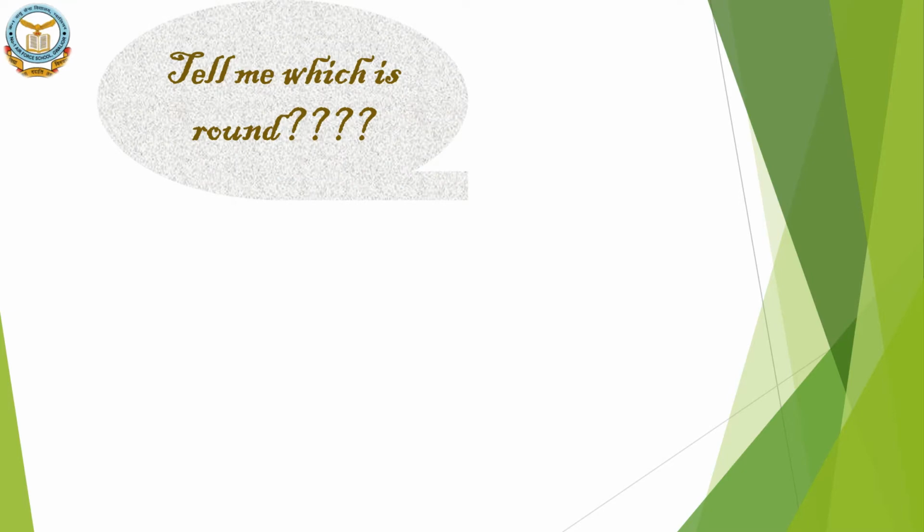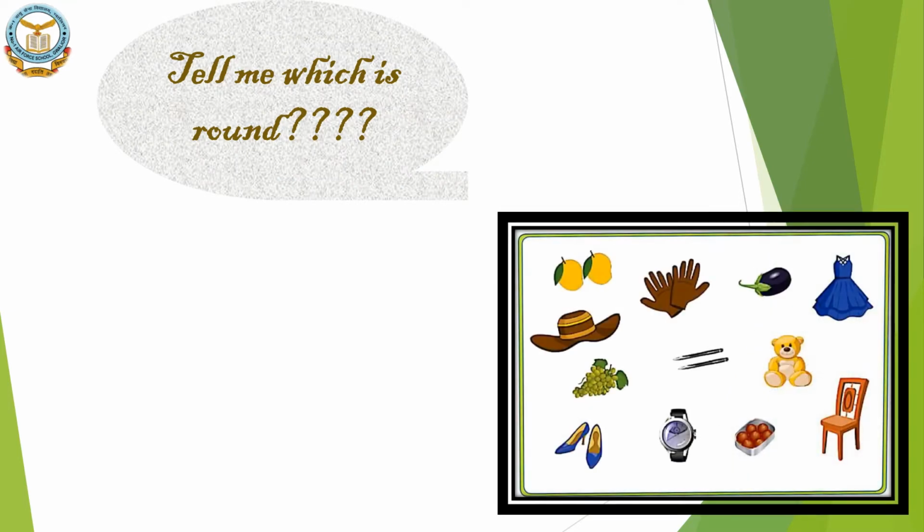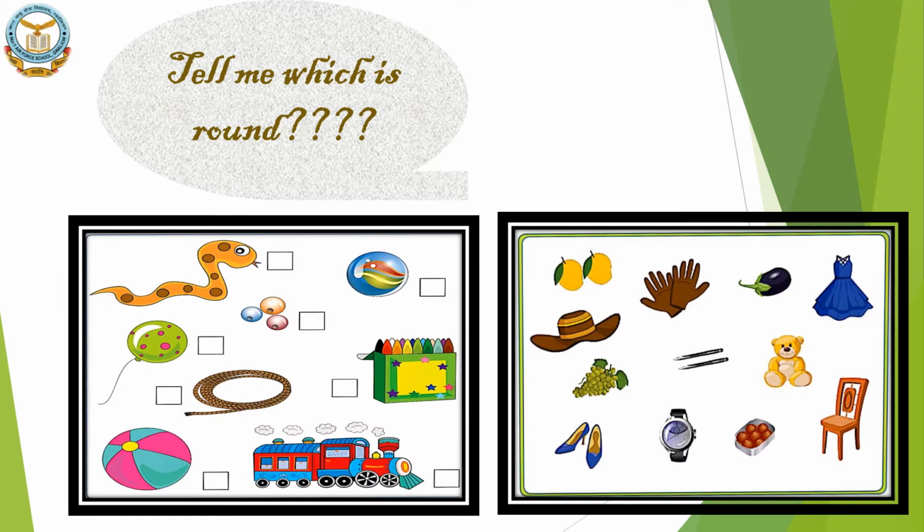Children, I hope you understand the concept which one is longer and which one is shorter. So, let's move to our next subtopic, that is what is round. To better understand this concept, we are going to play an observation game. Yes, observation game. And what you have to do in this game? You have to observe the pictures carefully and find out the round objects. So, can you do that with me?